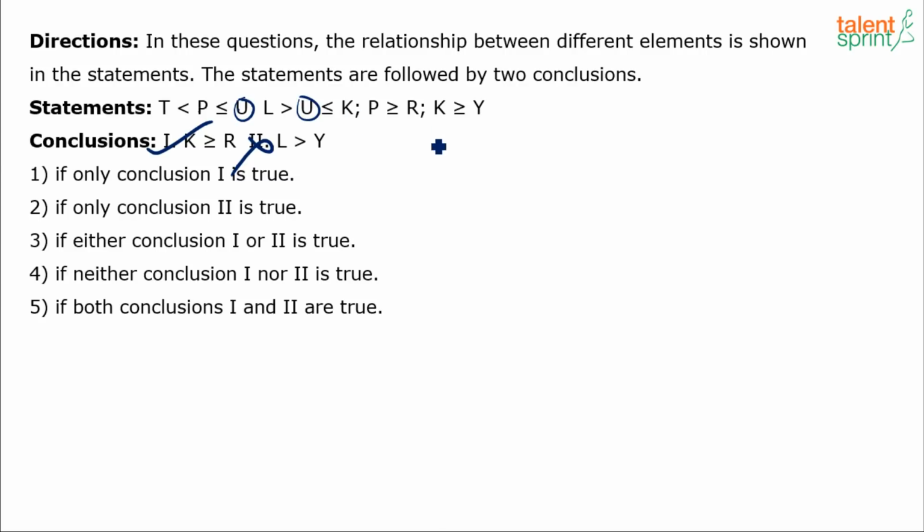Let me write down the statement this time. I'll tell you why conclusion 2 is wrong. L greater than U, U less than or equal to K, and K greater than or equal to Y. I have connected this part with this part because we wanted to connect L with Y with the help of K.